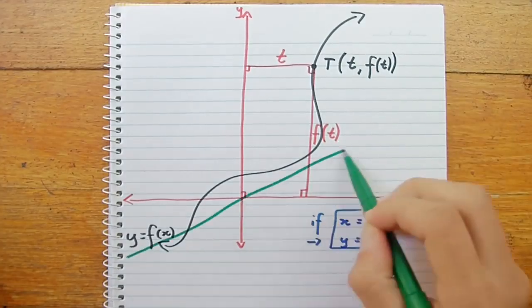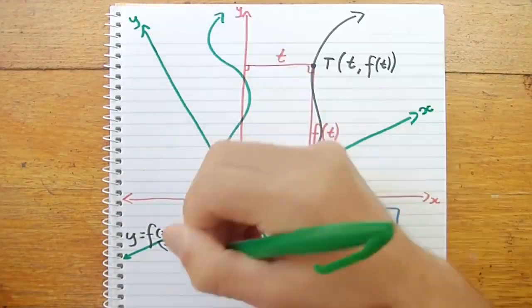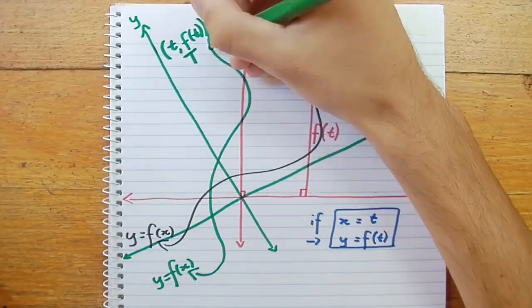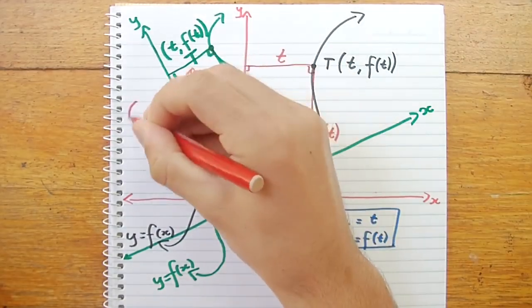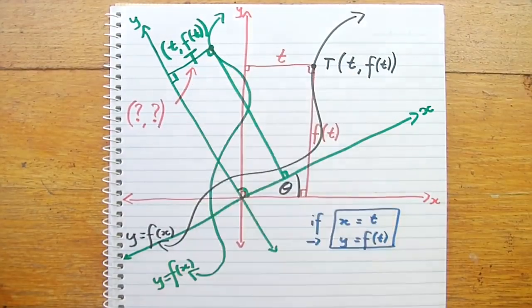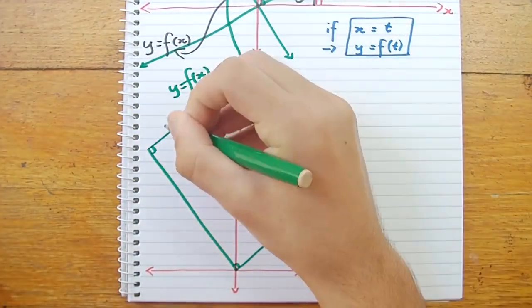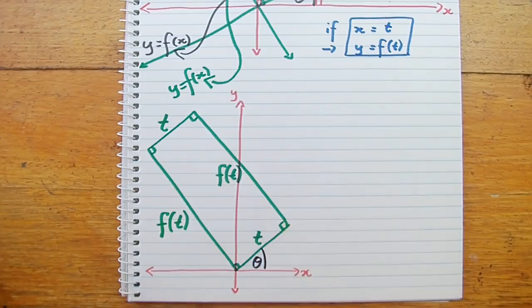Next, we rotate not just the curve, but the entire xy plane itself by some angle theta degrees. Everything, including the curve, the rectangle, and the point t, gets rotated about the origin. And again, the question is, what are the coordinates of the rotated point P with respect to the red plane? We have our rectangle with side lengths t and f of t rotated by an angle of theta degrees.